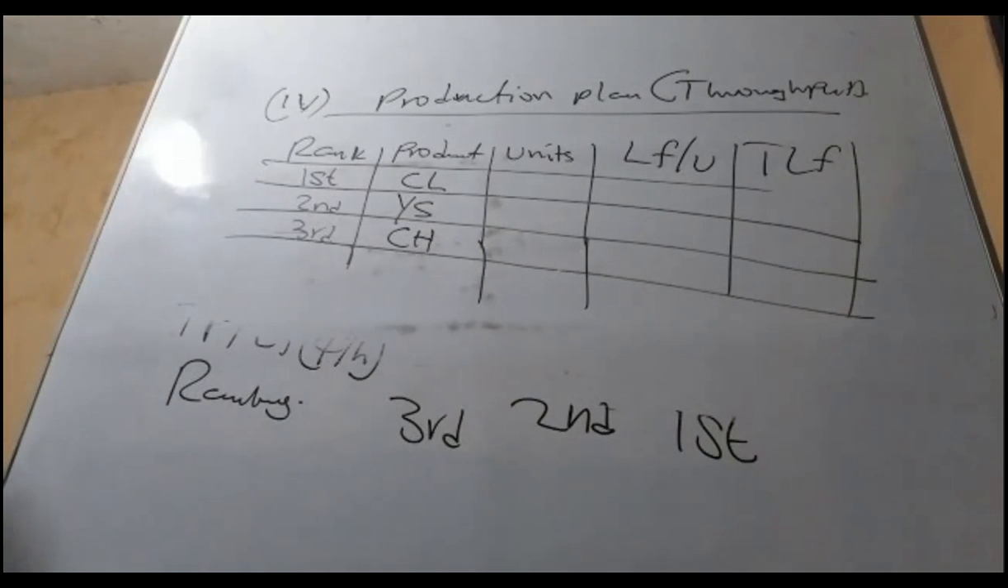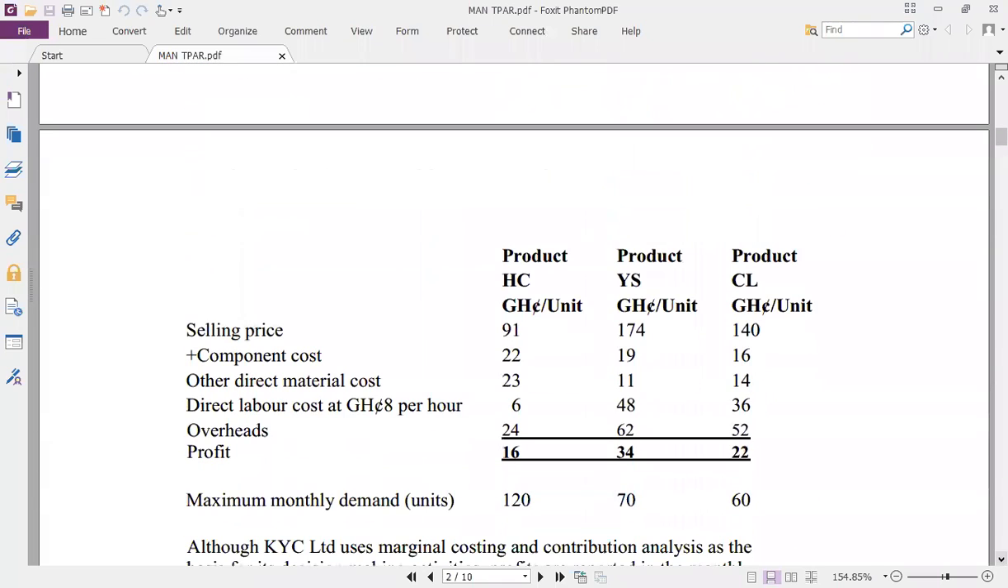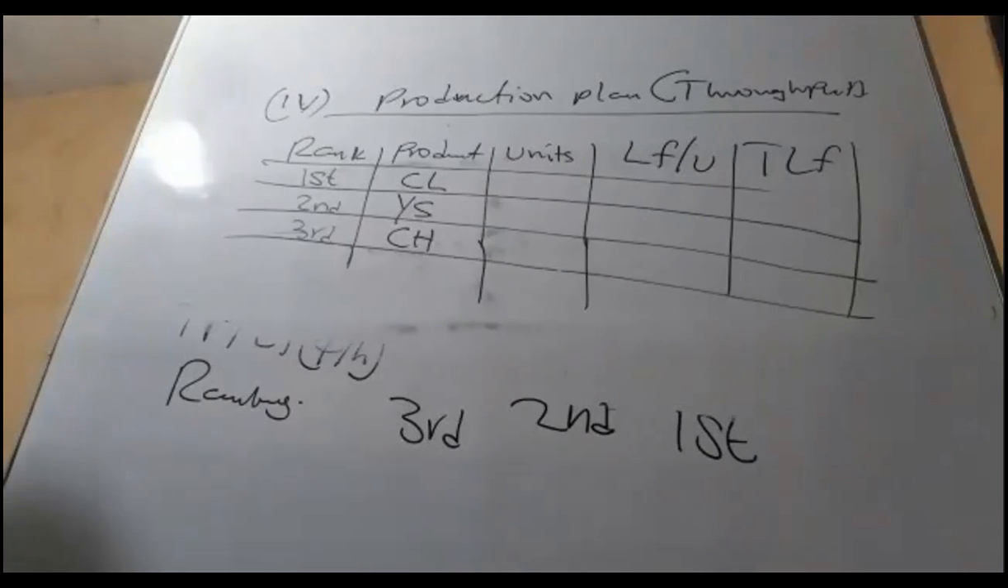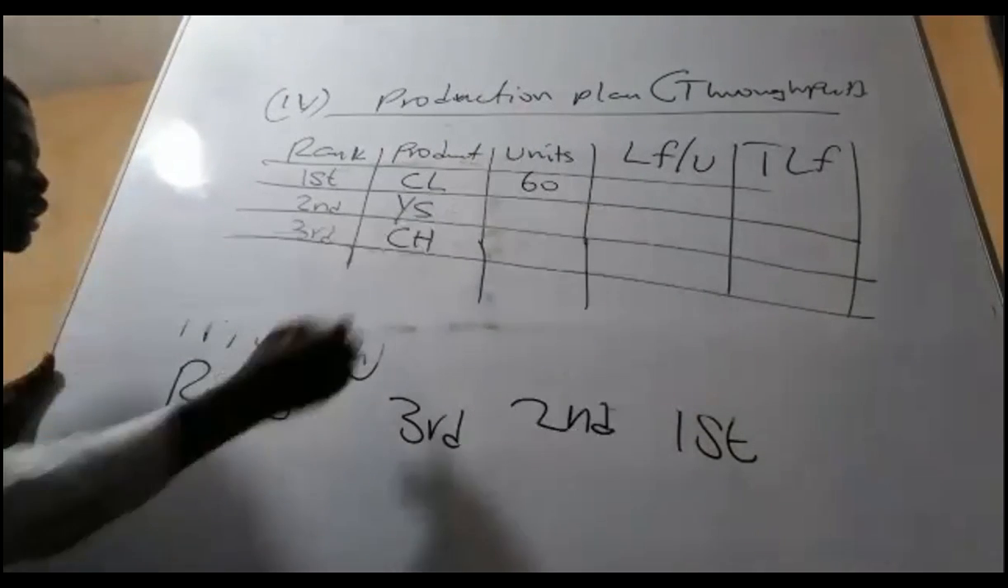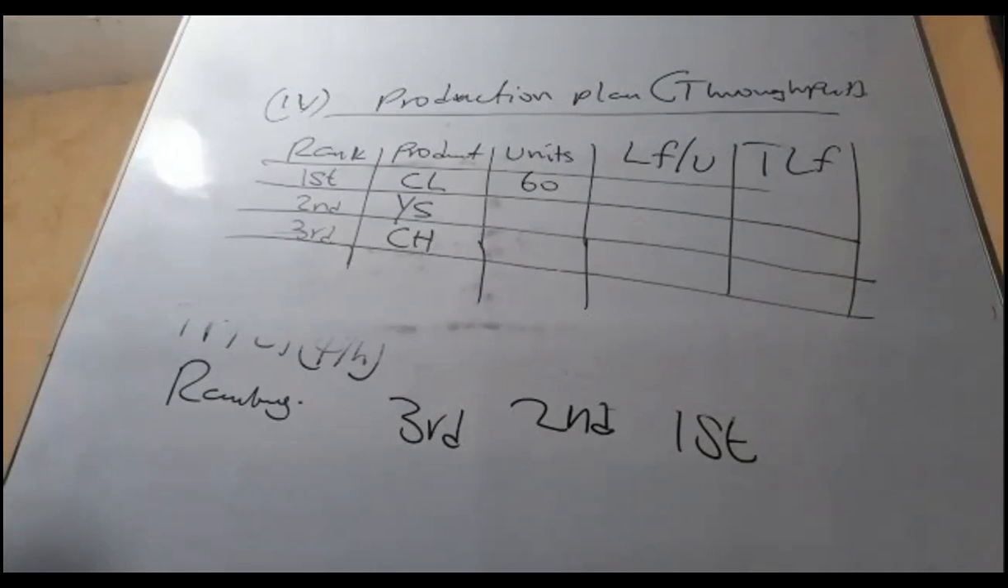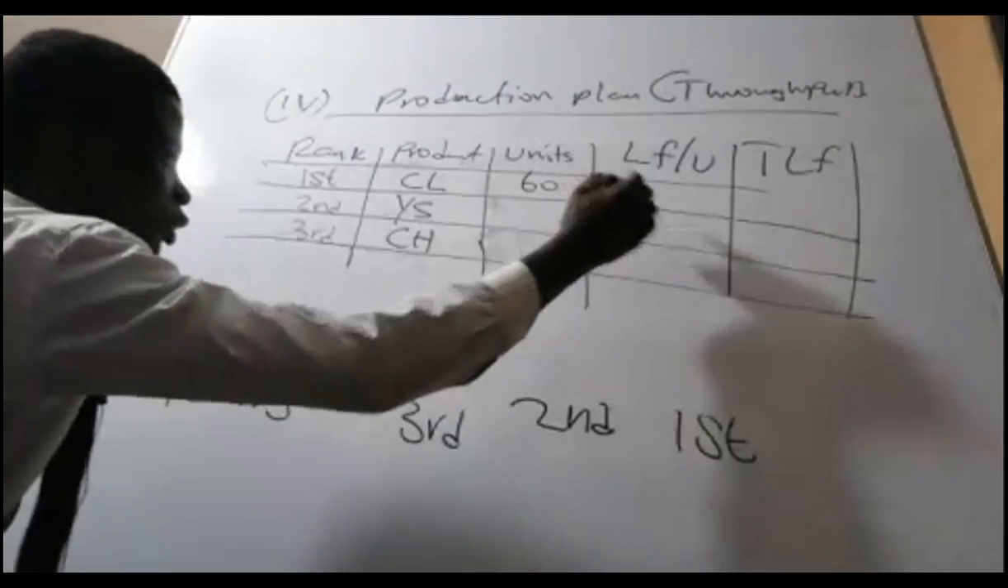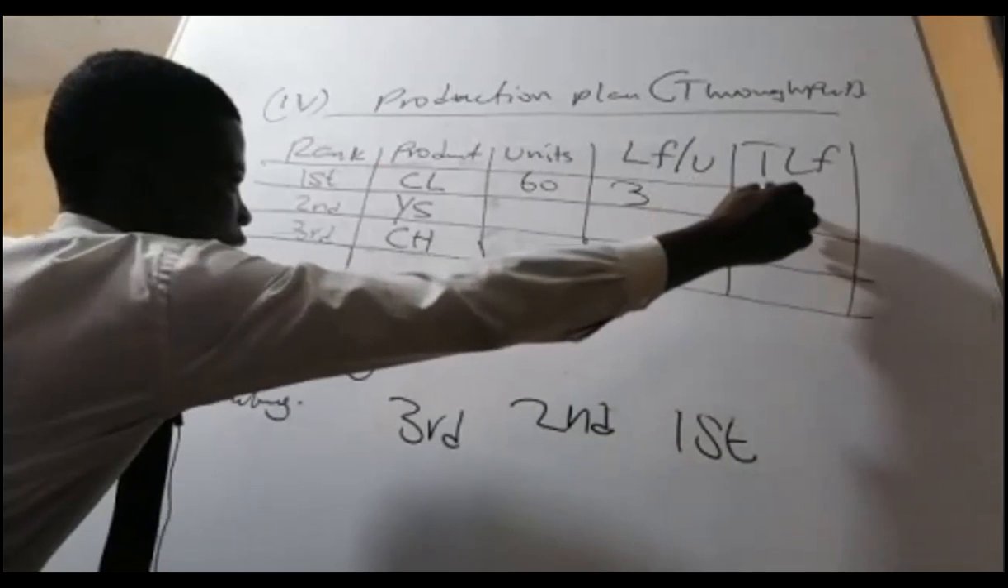So now let's pick the demand correctly. For CL, that's the last product, the demand happens to be 60. So that's the CL, 60. Now what's the limiting factor for CL? That's 3. Good. So therefore we have what? 180. Good.